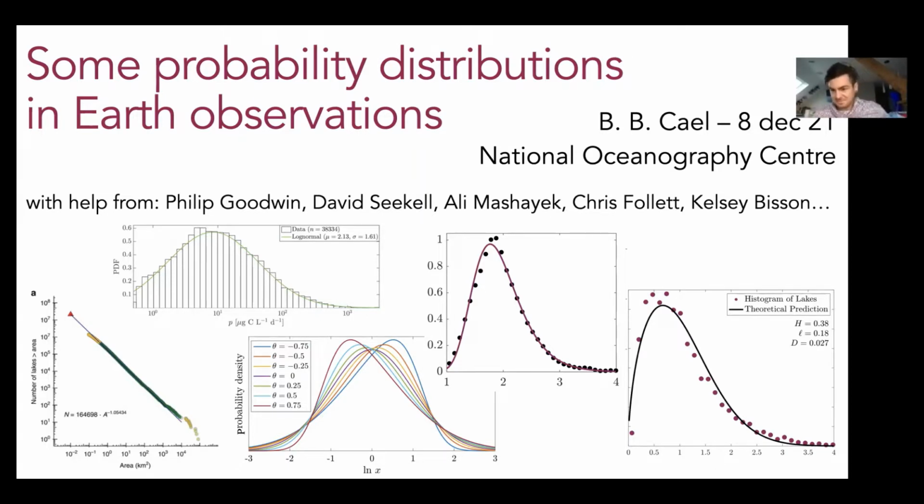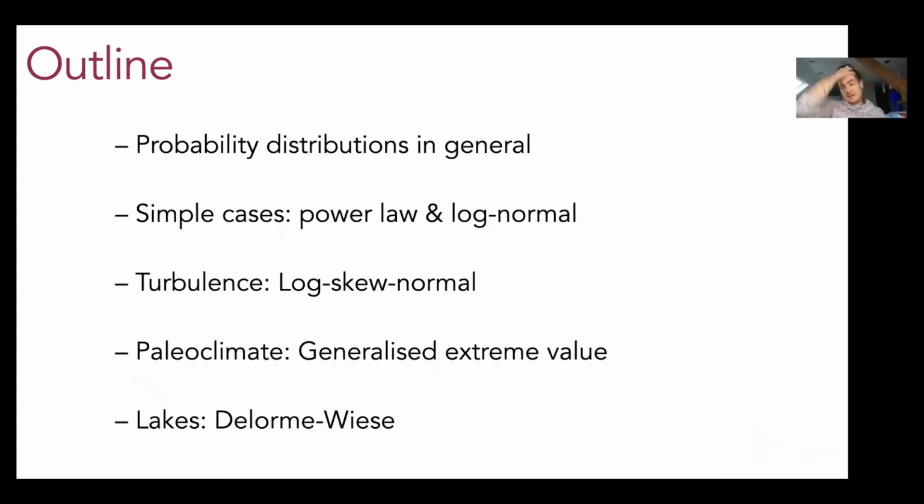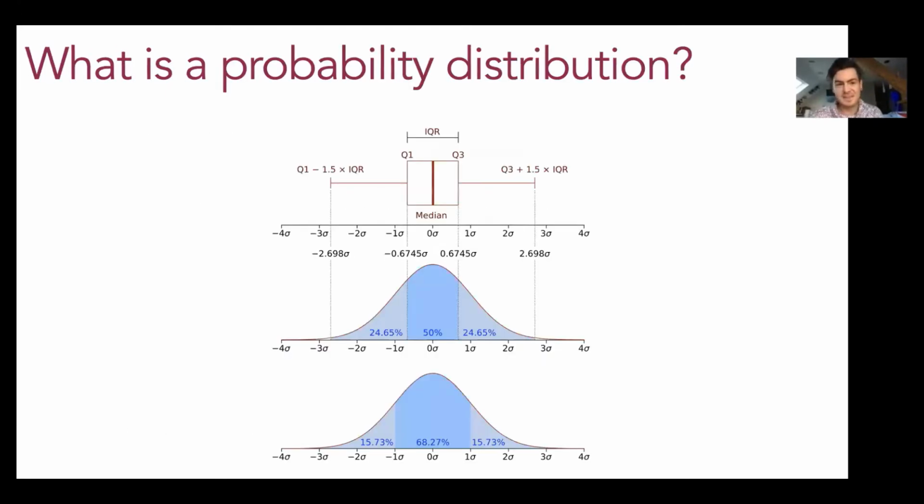And these are just some different shapes that we'll cover here. I'll talk a bit about probability distributions in general, and then I'll give some simple example cases, which I think are things a lot of people will be familiar with, like power laws and log normal distributions. Then we'll get into increasingly complicated stuff, and I'll close with something that's, I would say, comically complicated, but still useful. So, what's a probability distribution?